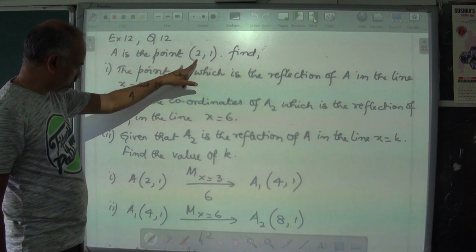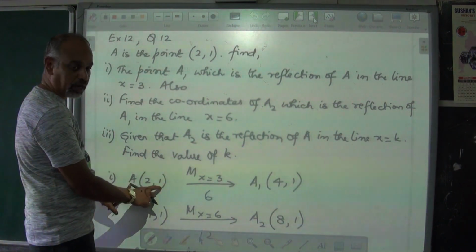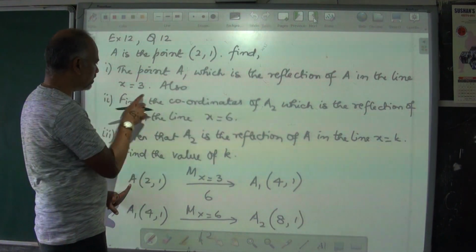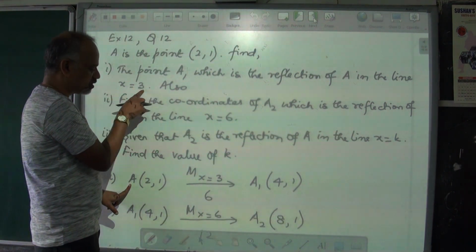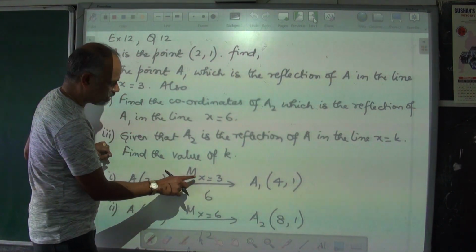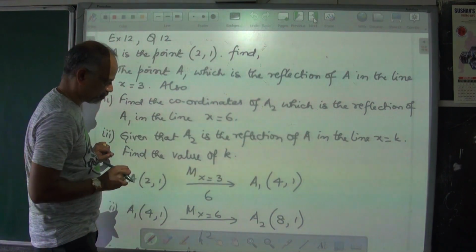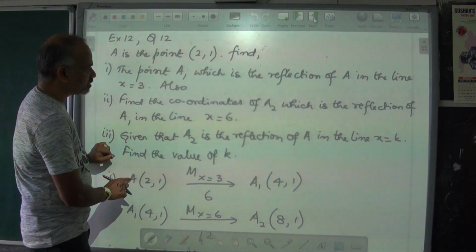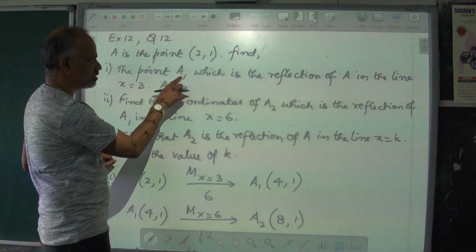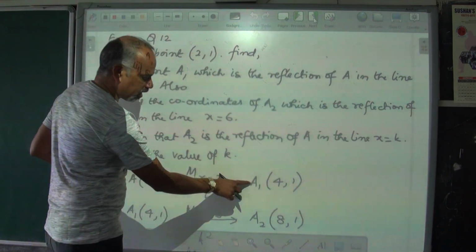A's coordinates you know. A's coordinates are (2, 1). Where is it reflected? It's reflected in the line x = 3. So I've written mirror is x = 3. And A becomes A1. That's what it says. Point A1 is what you get.